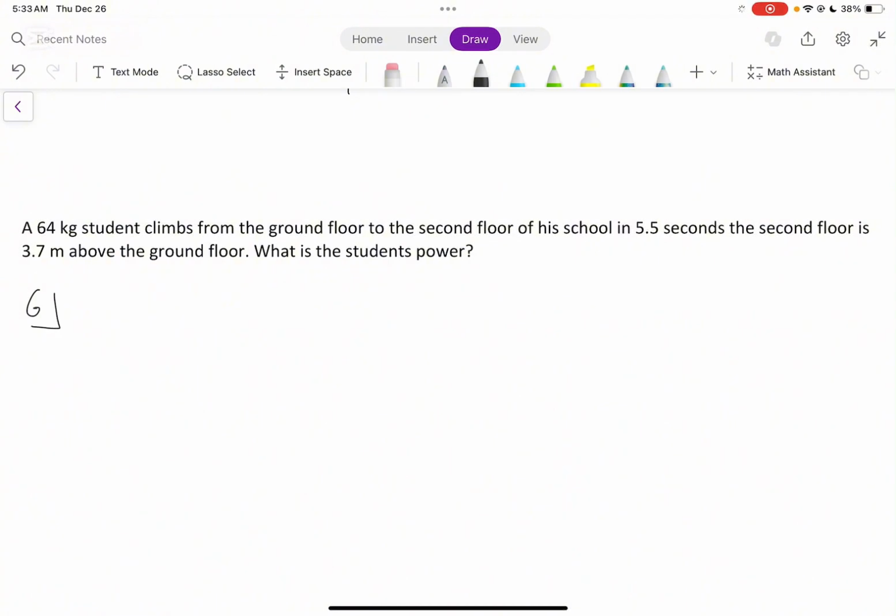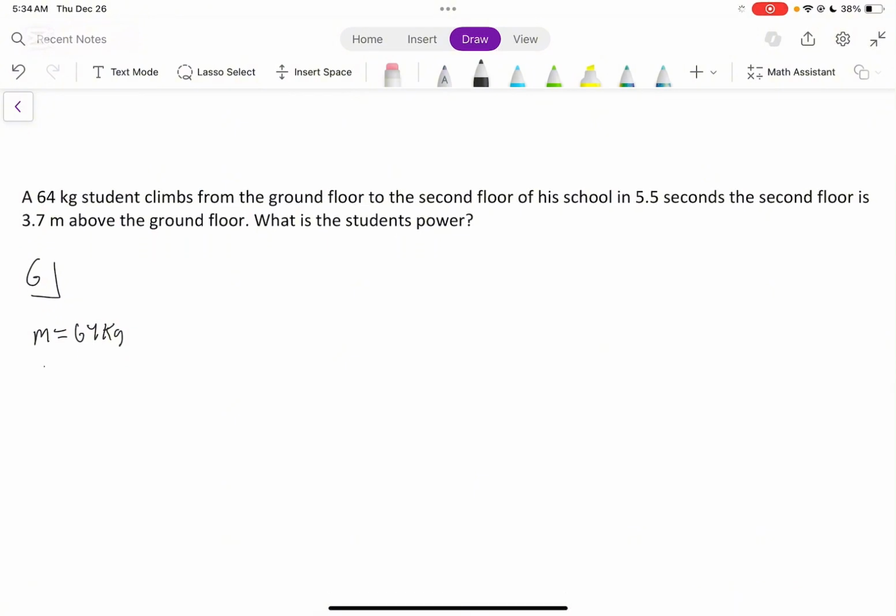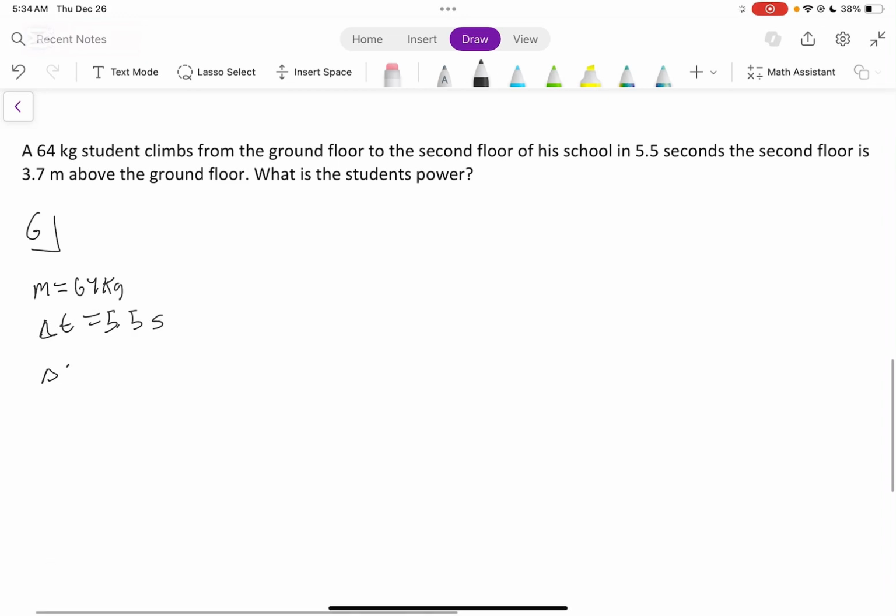It says, a 64 kilogram student climbs from the ground floor to the second floor of his school in 5.5 seconds. The second floor is 3.7 meters above the ground. What is the student's power? So we can go with the mass of the student, which is equal to 64 kilograms. And he climbs the school in a time of delta T, delta T equaling 5.5 seconds. So now we have that. We know he climbs a distance of delta D, or of 3.7 meters. This can also be the height that he climbs of 3.7 meters.